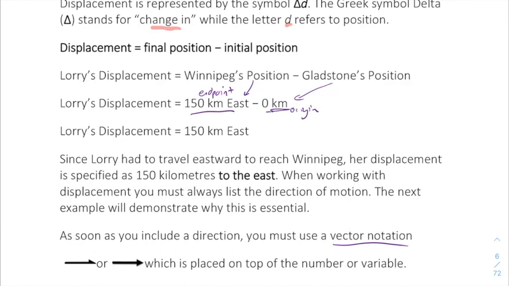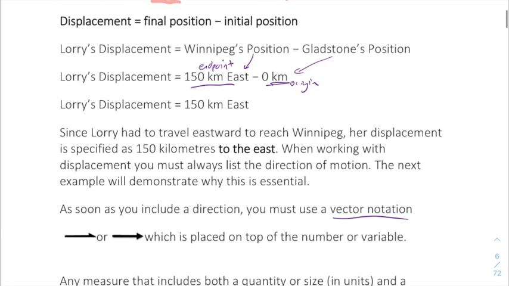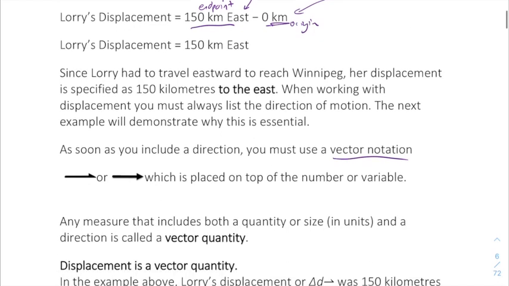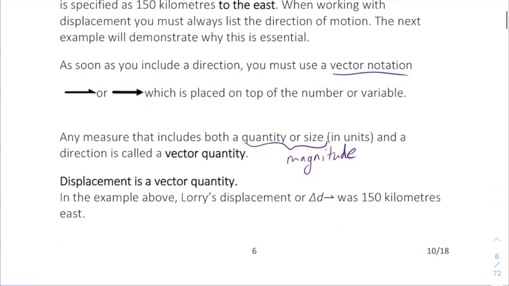Now, as soon as you have included a direction, you must use a vector notation, where an arrow is placed on top of the number or variable. Any measure that includes both a quantity or size and a direction is called a vector quantity. Another word for quantity or size is magnitude, which I like a lot. Magnitude. Okay? So displacement is a vector quantity.